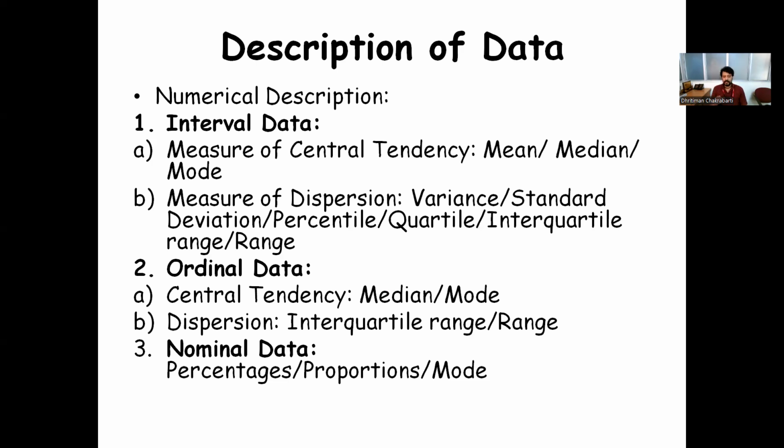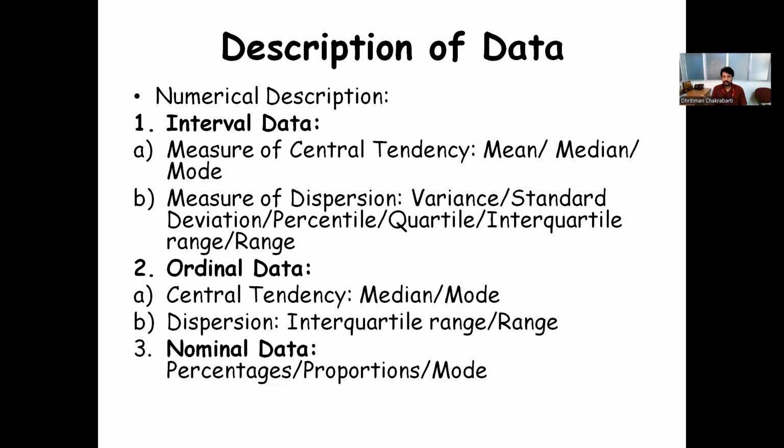Next, coming to the ordinal data. Because the ordinal data doesn't have any defined difference between the levels, you cannot really describe it using the mean, because the difference between the levels does not mean anything. So the mean cannot be used for describing that data. The most common way of describing this type of data would be median or mode. Next, the measure of dispersion for ordinal data is always going to be interquartile range or range. Range is not very useful. Interquartile range is the one most commonly used.